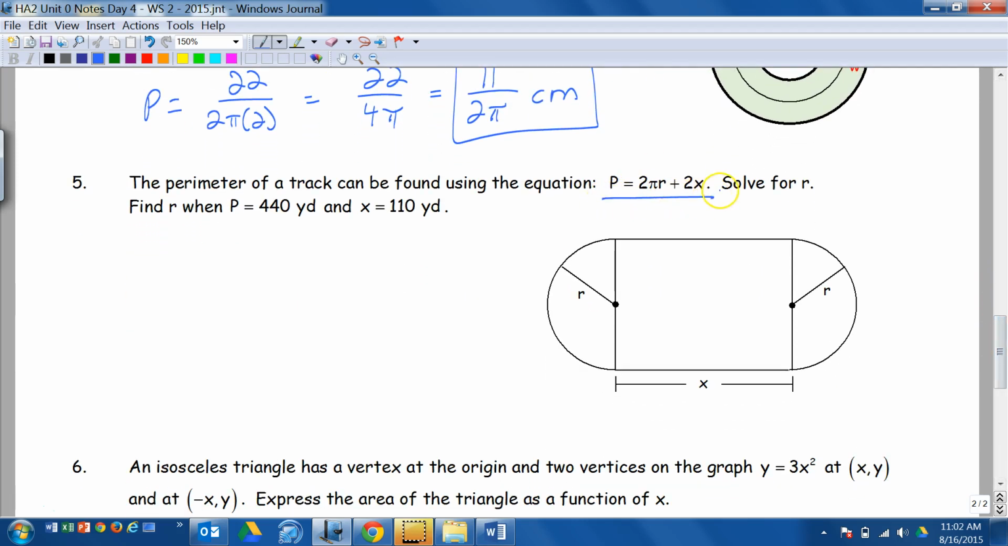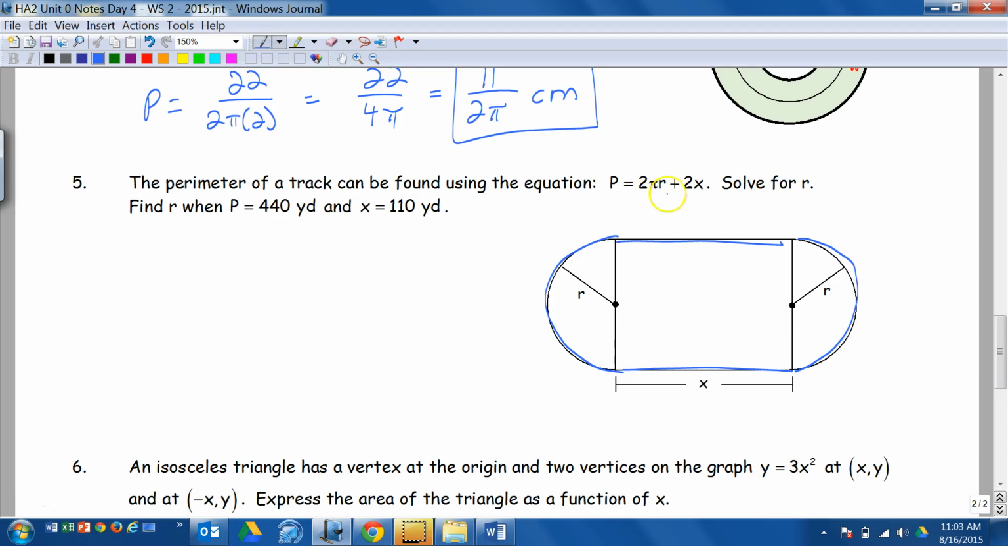Here's an equation. X is the length of the rectangular part of the track. R is the radius of the circular parts of the track. This equation should make sense. To do a perimeter around the track, we have two x's. That's where this 2x comes from. And then we have half a circumference and half a circumference, which is a full circumference. And you should remember that the perimeter of a circle, or circumference of a circle, is 2 pi r. So this equation should make sense as it is right now.